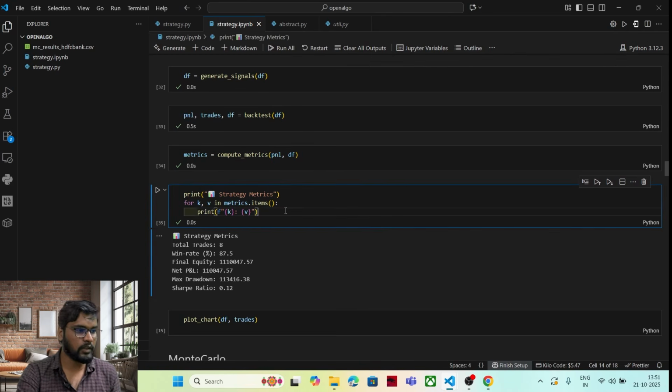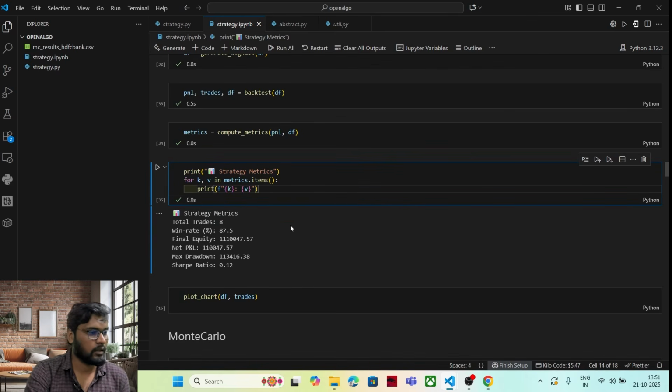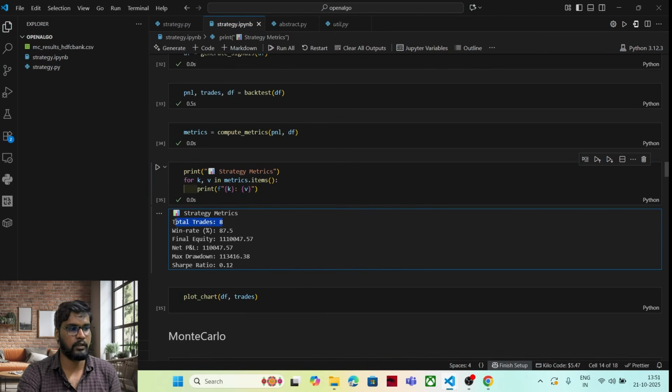When I did this, the number of trades it punched is only 8 trades in the last 1 year, from 1st of October 2024 to 20th of October 2025. The algorithm has punched only 8 trades, and the winning rate is 87.5 percent. Out of 100 trades taken, 87 would be winning trades.